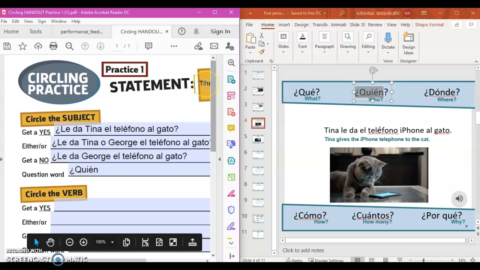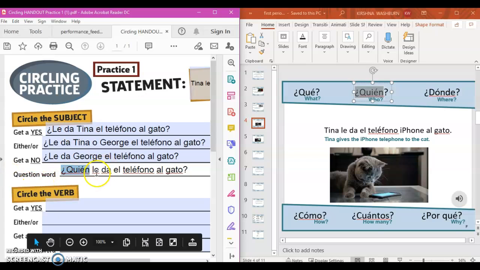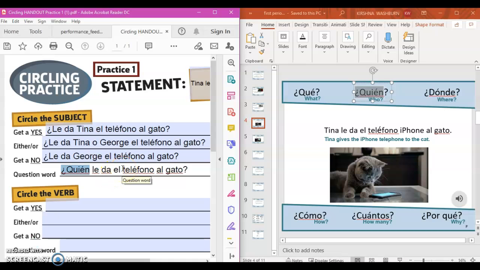And we know, because we've answered who questions before, we can replace the word who with the person's name from the statement, and that's it. So the statement was, Tina le da el teléfono al gato. So with our question word, who le da, quién le da el teléfono al gato. This is great. So this question word here goes with the subject. This is perfect. This is wonderful.